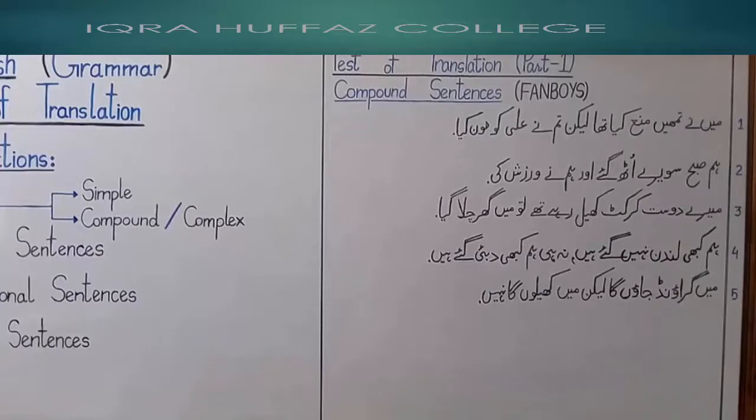Sentence number 2, हम सुबह सवेरे उठ गए और हमने वर्जिश की. Sentence number 3, मेरे दोस्त क्रिकेट खेल रहे थे तो मैं घर चला गया. Sentence number 4, हम कभी लंदन नहीं गए हैं, ना ही कभी हम दुबई गए हैं. Sentence number 5, मैं ग्राउंड जाऊंगा लेकिन मैं खेलूंगा नहीं. Now we will write down some sentences of complex.